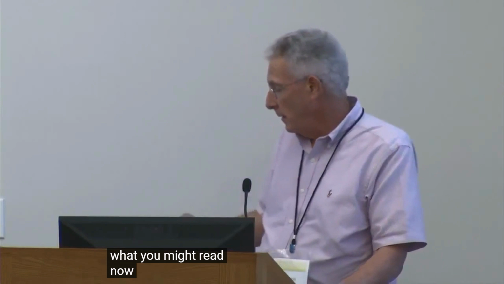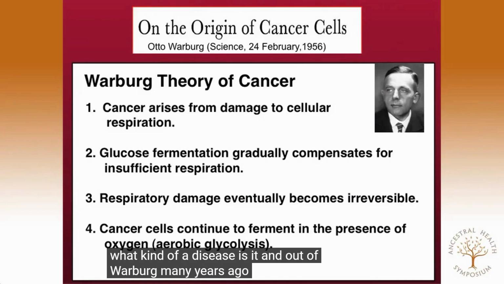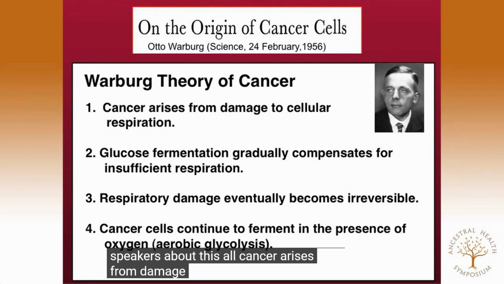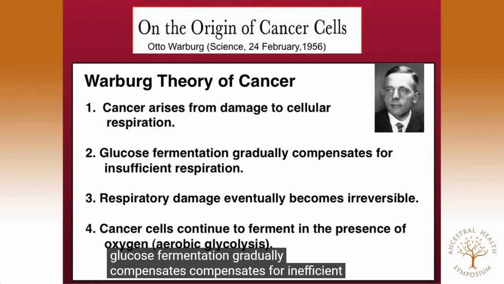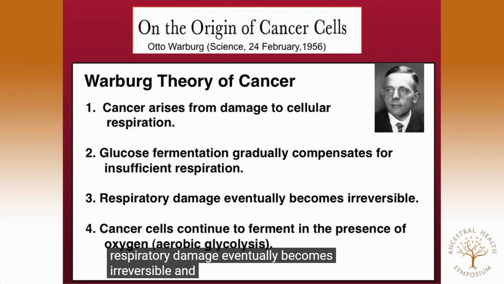Now, if cancer is not a genetic disease, what kind of a disease is it? Otto Warburg, many years ago, did most of the work. We've heard some preliminary speakers about this. All cancer arises from damage to cellular respiration. Glucose fermentation gradually compensates for inefficient respiration. Respiratory damage eventually becomes irreversible, and cancer cells continue to ferment. And he was primarily talking about glucose.